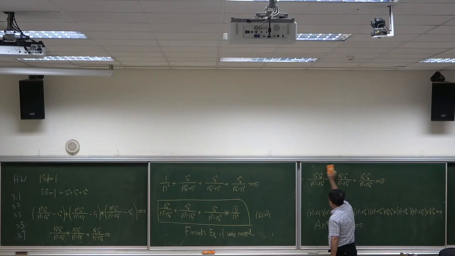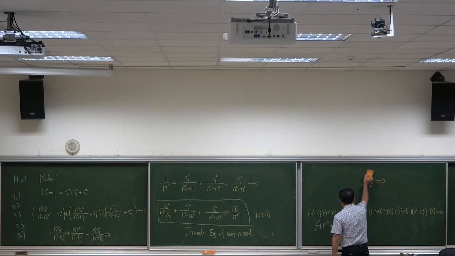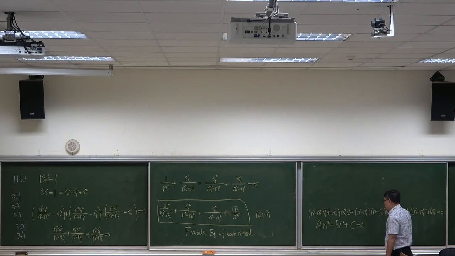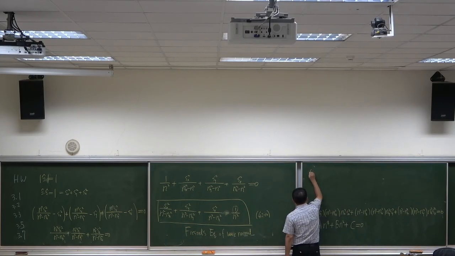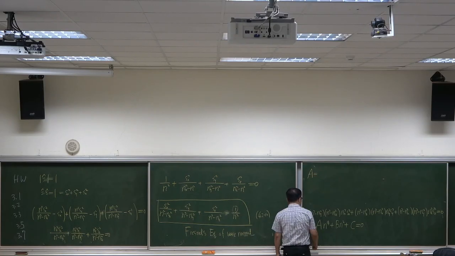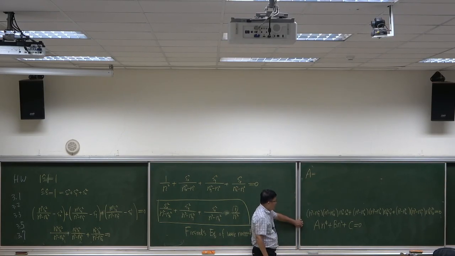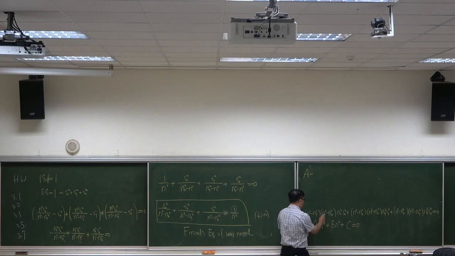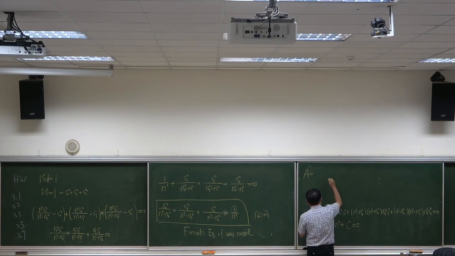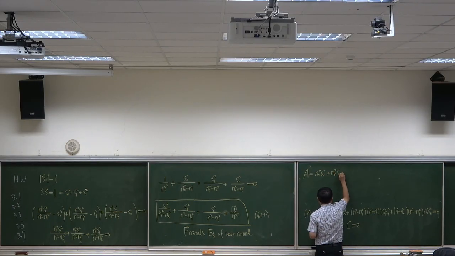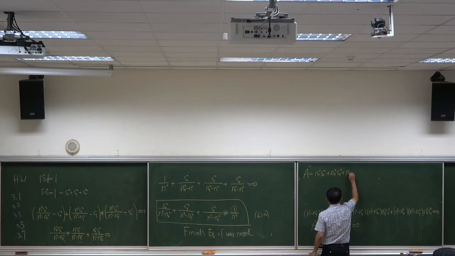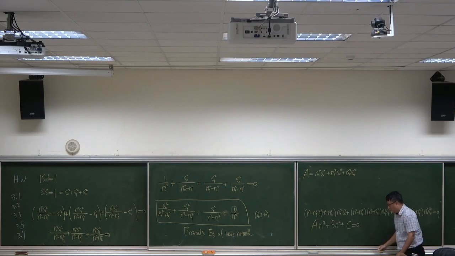In fact, I can write down the three coefficients. Here, A, what is the coefficient A? A is nx squared sx squared plus ny squared sy squared plus nz squared sz squared. Okay. This is the coefficient A.